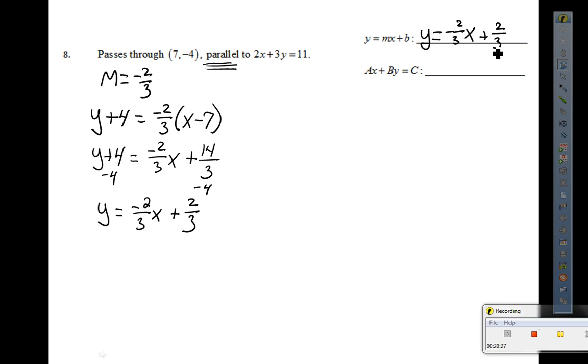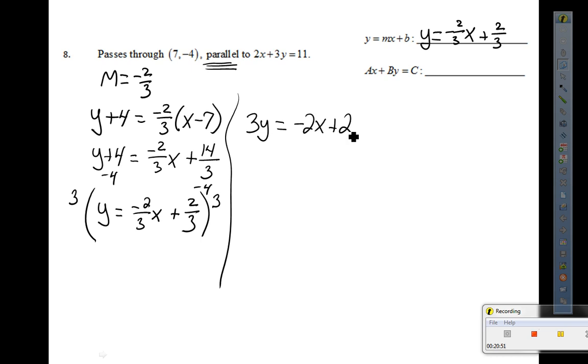In standard form, we got to get rid of those dang fractions. So I'm going to multiply everything through by 3. That'll get rid of that denominator. So I'm going to have 3y = -2x + 2. Move this x to the other side. So I've got 2x + 3y = 2. It goes x, it goes y. There's no fractions, there's no decimals. The a value is positive. So 2x + 3y = 2.